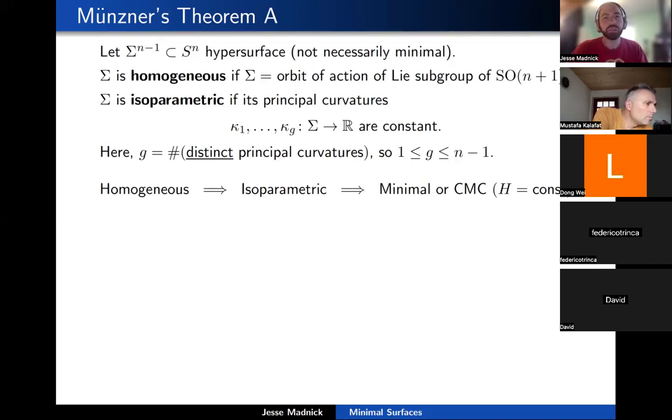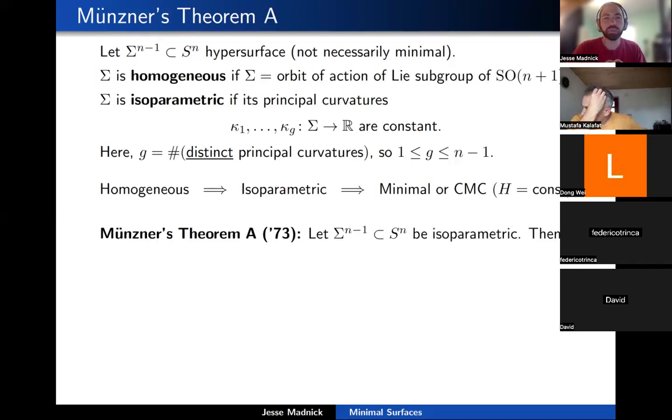So Münzner asked, what are the possibilities for g anyway? We've seen that g can be 1, 2, or 3. Can every value of g occur? Maybe g can be anything from 1 up to n minus 1. What are the possibilities for g, the number of distinct principal curvatures? Münzner proved that for an isoparametric hypersurface in the round sphere, g, the number of distinct principal curvatures, can either be 1, 2, 3, 4, or 6. 1, 2, 3, 4, or 6 are the only options.